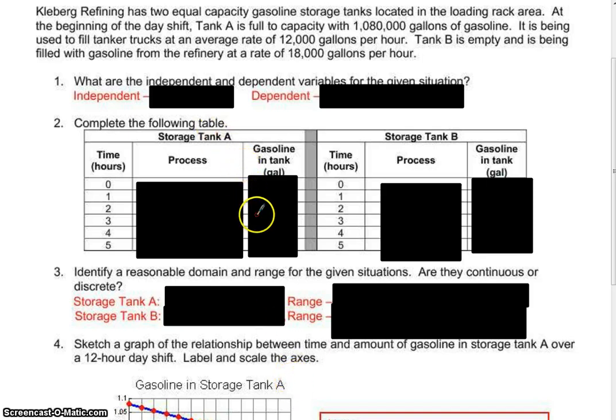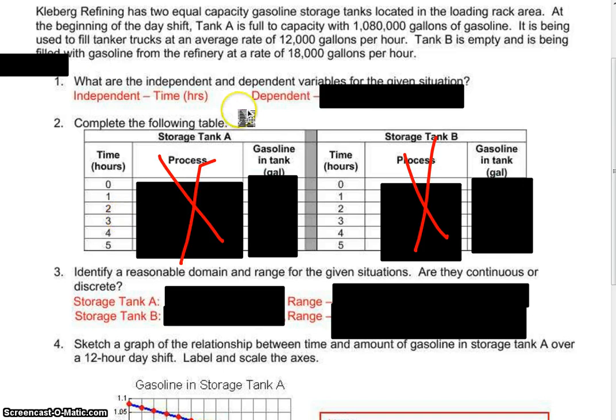So independent and dependent, look over here. Remember, we don't do the process columns. Independent is always in front of X. It's always the first column. So if you will look here, you will notice that it is time. Dependent is the other one. It's the last column. It's Y. In this instance, it's gasoline.